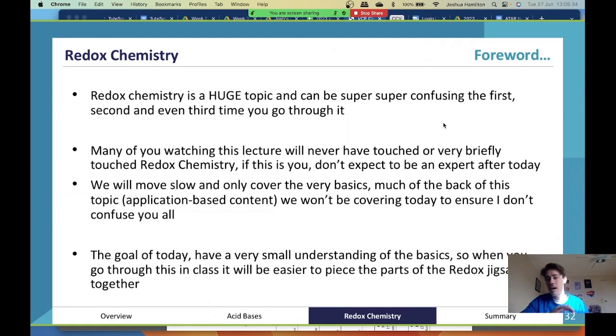The goal today is for you to have a small understanding of the basics, so when you go through it in class again, it'll be easier to put that jigsaw together. When your teacher is going through concepts, you'll be like, oh, I've heard of that before. I've seen that before. I know how to link those topics together.